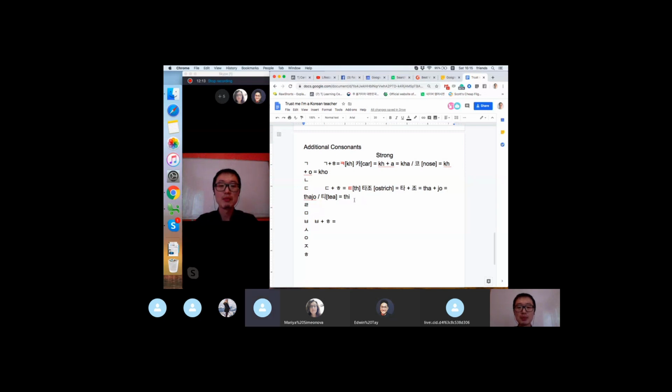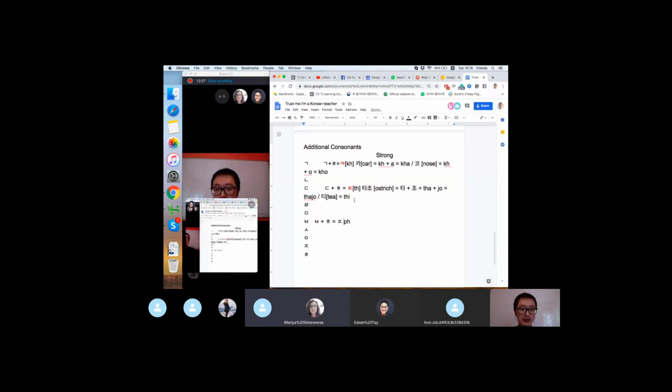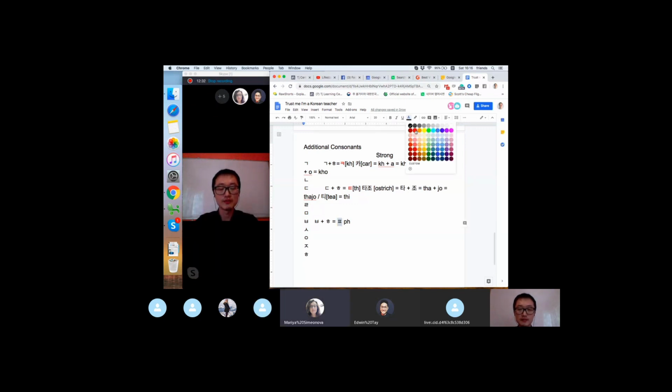So it must be p. It is p sound, and we write p like that. This is how we write the strong consonant, and the sound is p. It's not the English f sound. We don't have an F sound in Korean, so we don't say f. We say p.